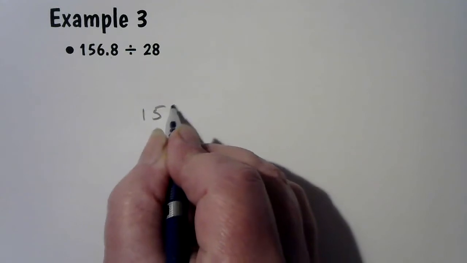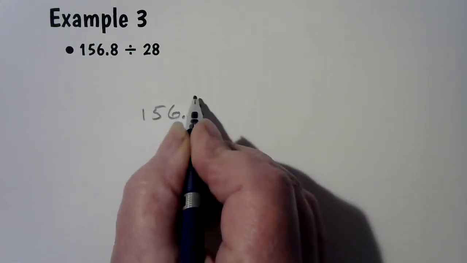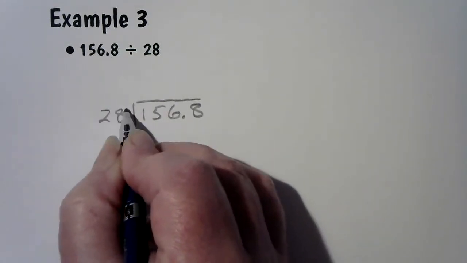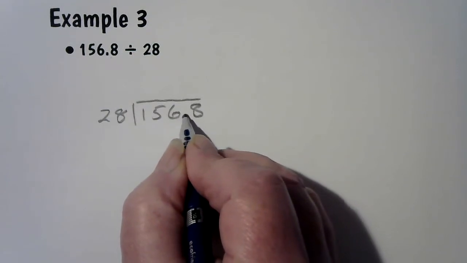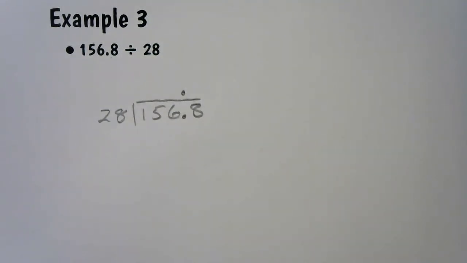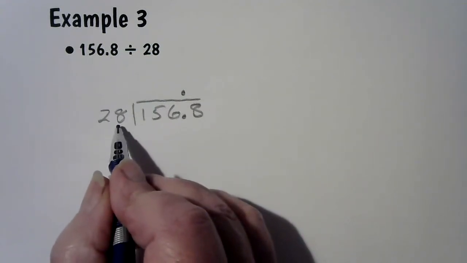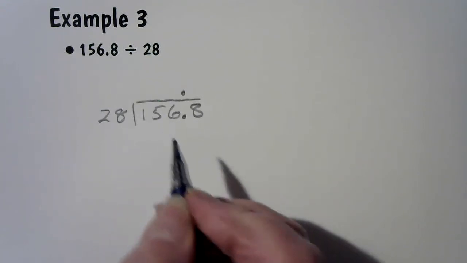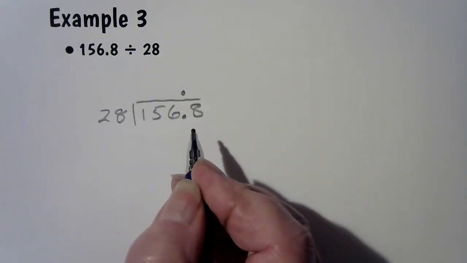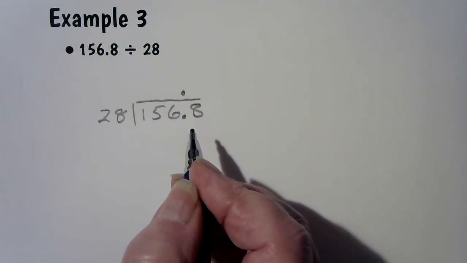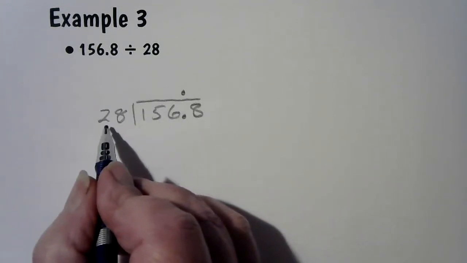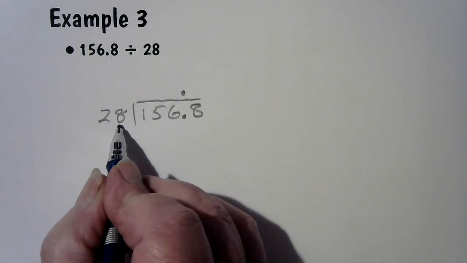So 156.8, put it in my bus stop. Okay, the divisor is 28. Being smart, I'm going to remember to bring that decimal point straight up. Now then, how many times does 28 go into 156? Well, I don't know my 28 times table, so I'm going to make a reasonable guess. Let's try 5. Yes, 5 times 28 is 140. I can do that in my head.